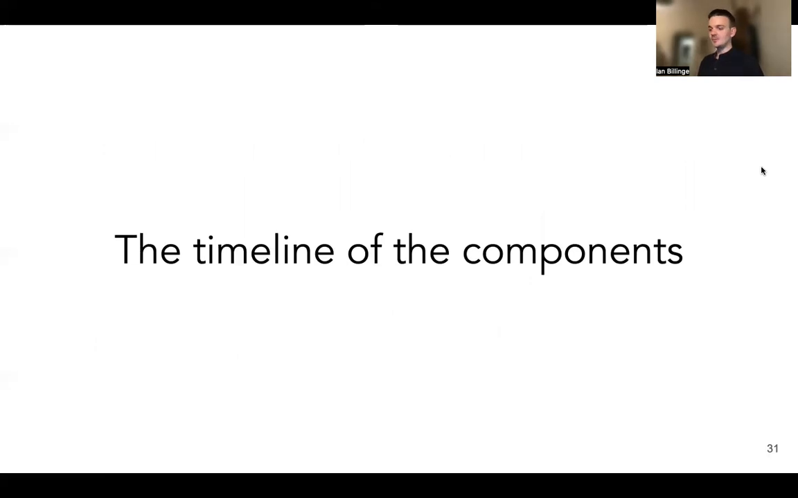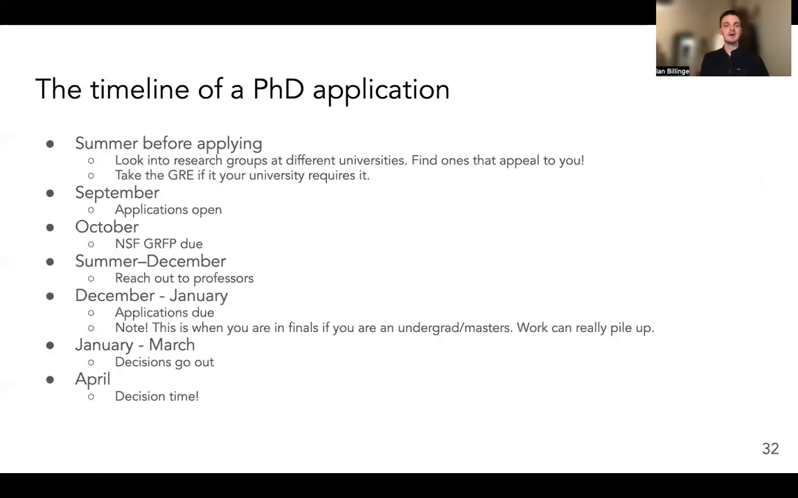Okay, so we've heard all about the components, but now I'm going to talk about the timeline of the components, because some of you may be thinking of applying even this year or thinking to the future. So it's good to know what the order is and how to get it done effectively. Overall, this is a broad framework for how you can apply to a PhD program. I should say that the applications open in September.